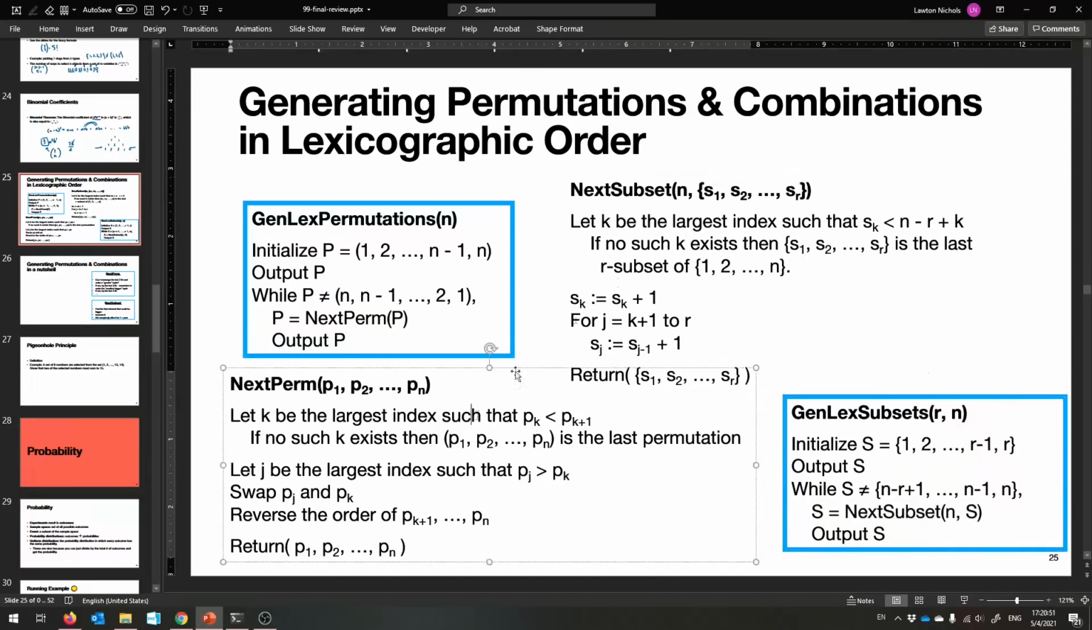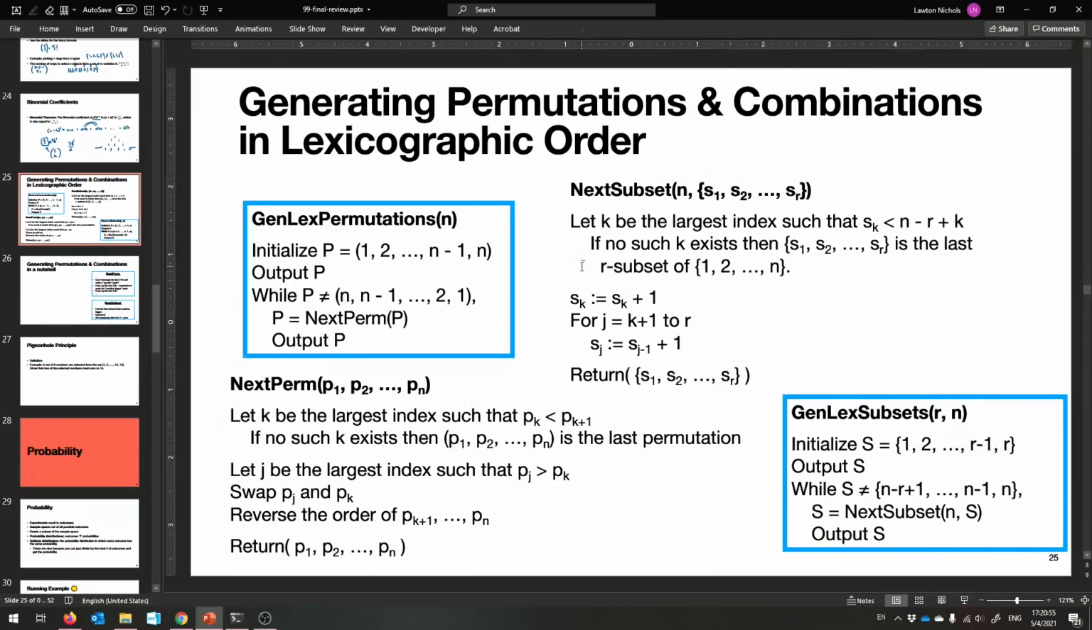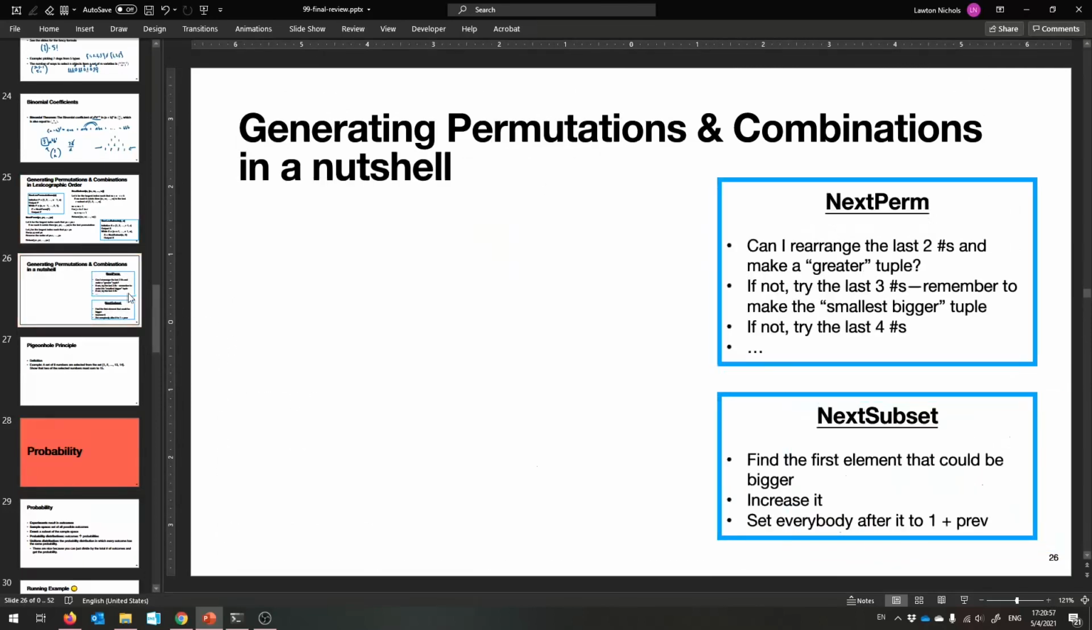It's these generating-the-next-one functions that are difficult. So let me walk you through these in a nutshell, all that you'll need to know. Hopefully it should be helpful when you're implementing it for your lab as well. So let us talk about next perm. Let me permute all the numbers from 1 to 4. And then we'll do the next thing for subsets.